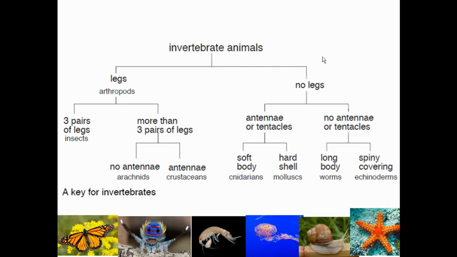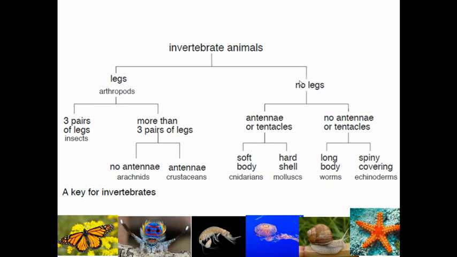Then we've got invertebrates with no legs. If they don't have legs, but they have antennae or tentacles, then it's going to fall into one of these two groups. If they've got a soft body, they're cnidarians, and that's things like jellyfish. If we think about how a jellyfish looks, I've got a picture of one here. These things aren't legs, they are tentacles. And a jellyfish has a really soft body, so you can see why it would fall into this group.